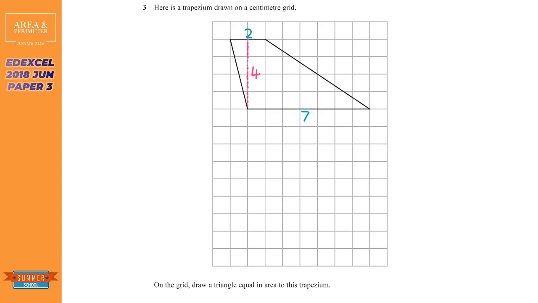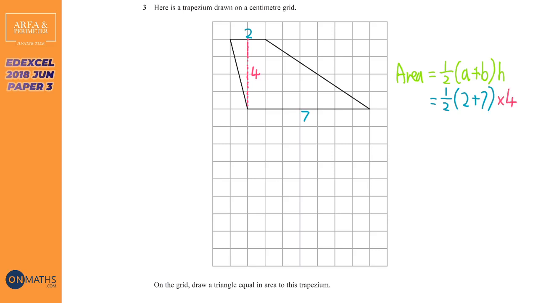So the formula for the area of a trapezium is area equals half A plus B times H. So it's going to be half of the 2 plus 7, and then we times that by the height, which is 4. Okay, let's put that into the calculator. So we're going to do 0.5 times 2 plus 7, or 9, times 4. And that gives us an answer of 18. So we know that the area of that trapezium is 18 centimetres squared.